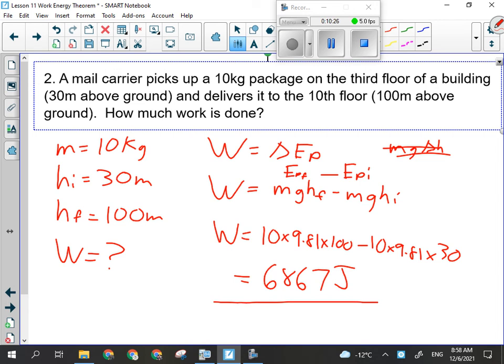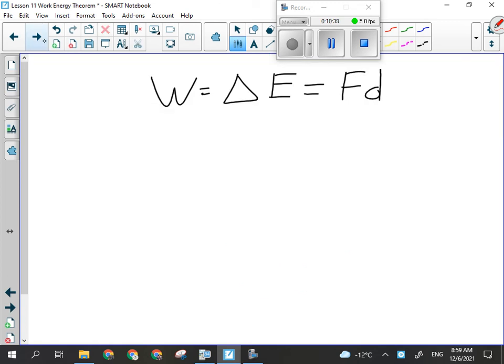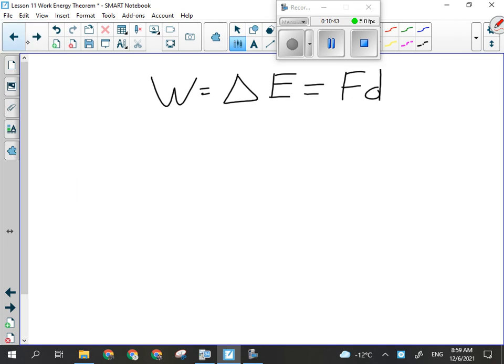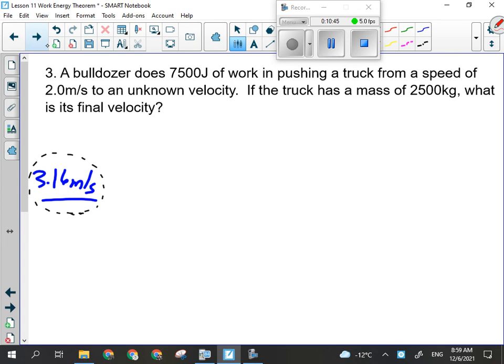Okay, questions there? All right, so it works pretty much the same even if it's potential energy, right? It's still final minus initial, and we set it up. Now, I don't want to talk about that yet. We'll do this one first.